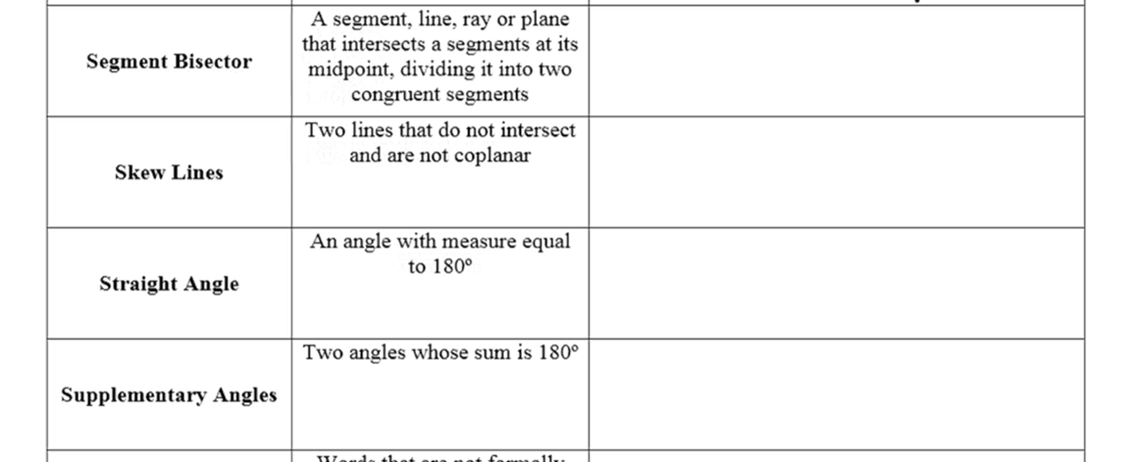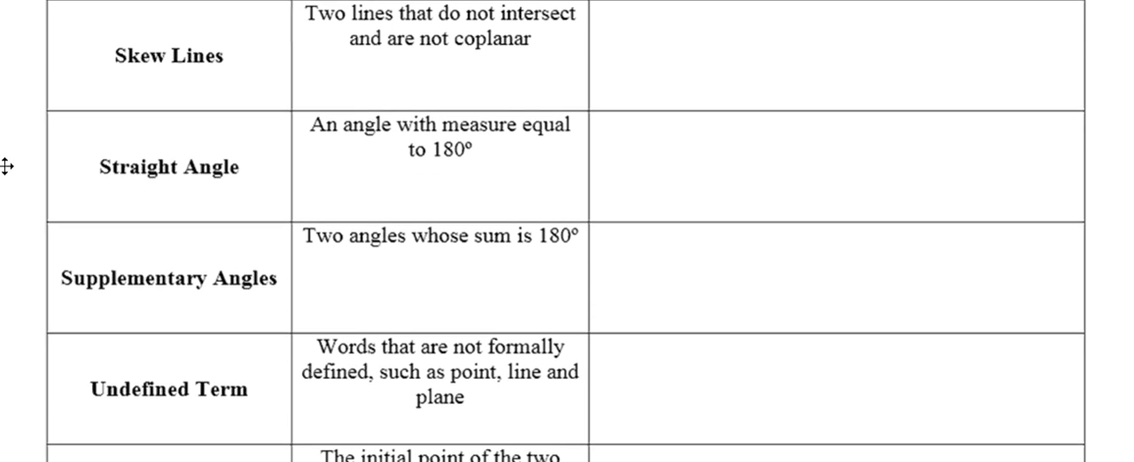A segment bisector is going to be something that divides a line segment into two equal, or two congruent, parts. So maybe I'll call this guy WZ. A bisector is going to split it into two equal parts. So there's my two equal parts. So it might be a point that bisects it, might be a line that bisects it, a ray, a line segment.